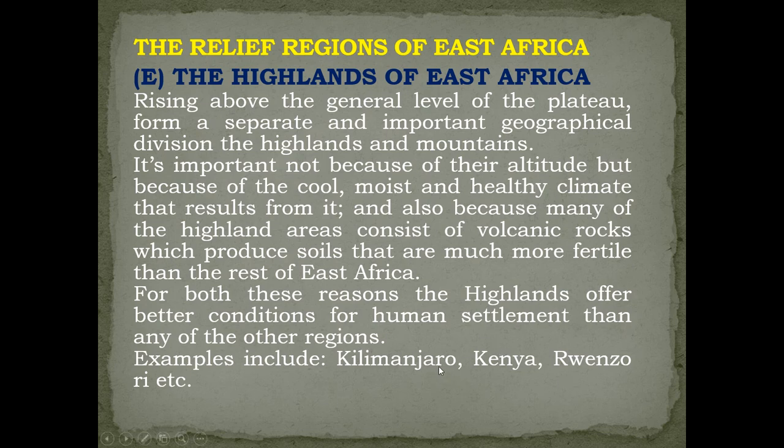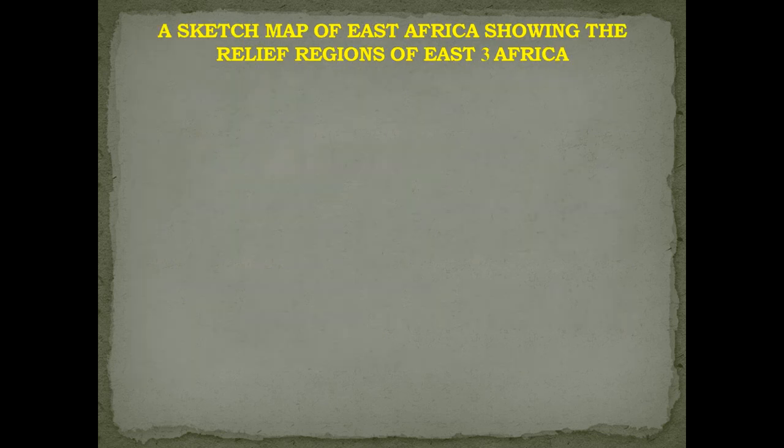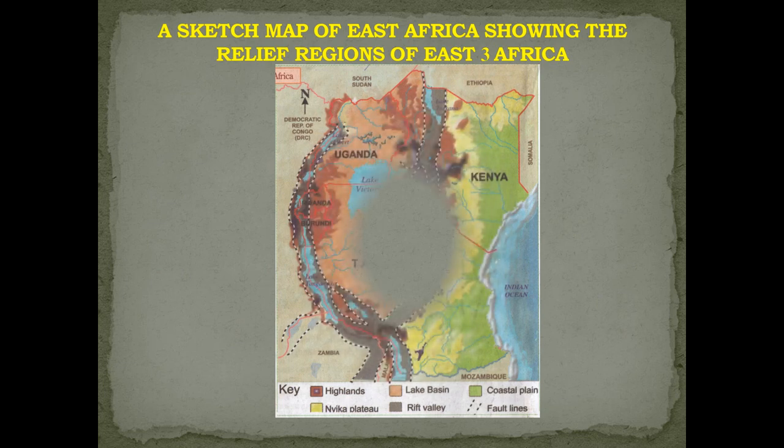You'll see that Kilimanjaro is higher than Rwenzori and other mountains and highlands in East Africa. Can you identify the other mountains on the atlas? Look out for them, and the highlands too, and you note them down. So those are the 5 major relief regions constituting the physical part of East Africa.